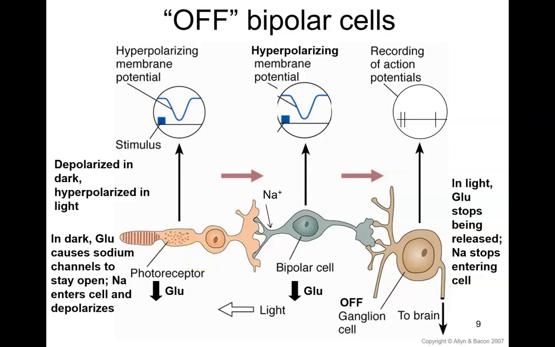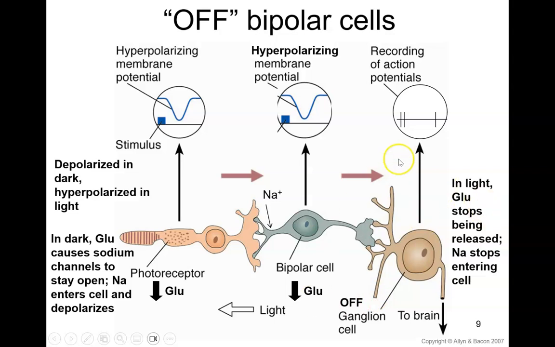Remember, we've got that dark current going. We've got those leaky sodium and calcium channels staying open. So the photoreceptor will be depolarized in the dark, and it'll release glutamate onto the bipolar cell. And this will have the effect in the dark of depolarizing it. Now, the critical ion channel for off cells is sodium. So off bipolar cells have sodium channels which can be opened when glutamate binds to them.